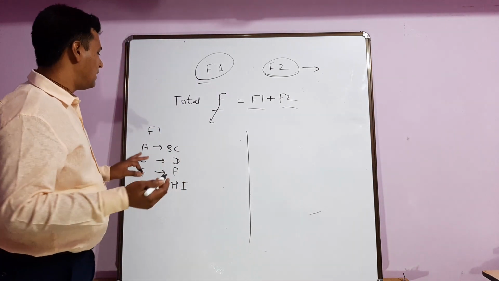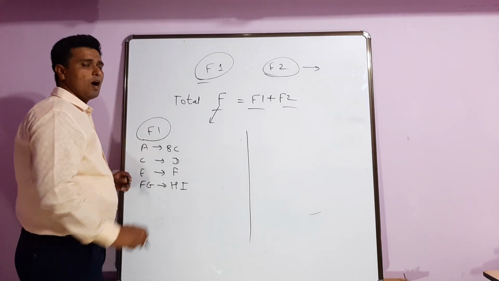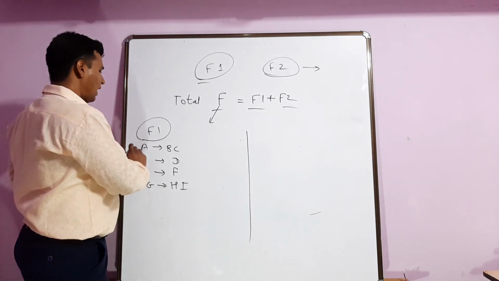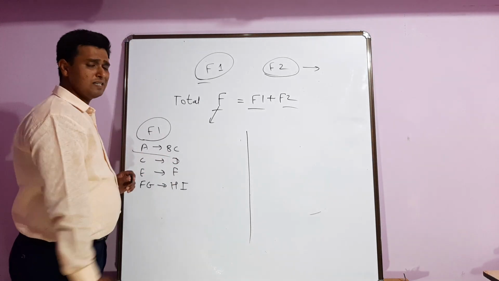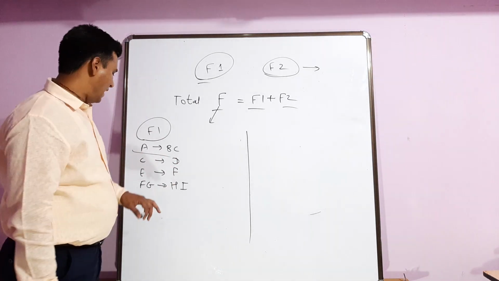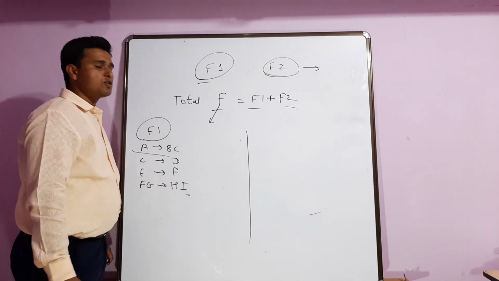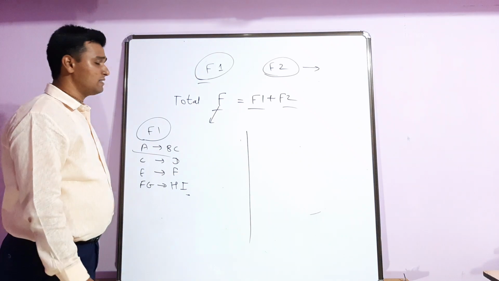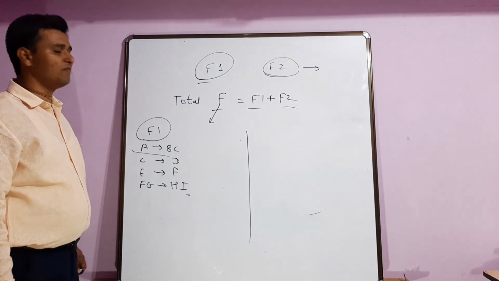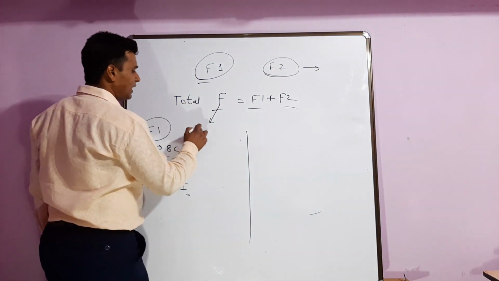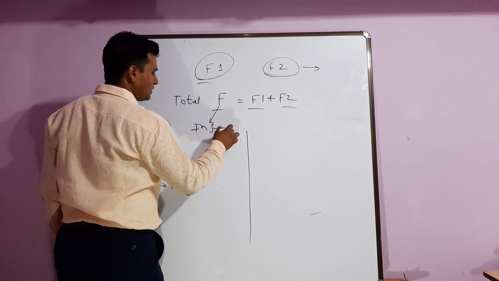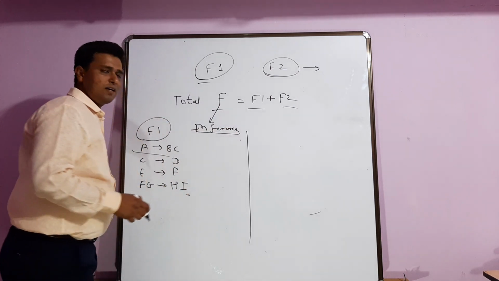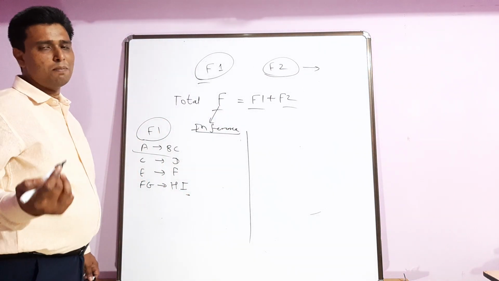Now in this case, let's say F1 is given, having A determines BC, C determines D, then E determines F, and then FG determines HI. So how do we find out the additional functional dependency, that is F2? First method is called inference rule. The inference rule is a very easy technique, but it fails as the number of functional dependencies increases.